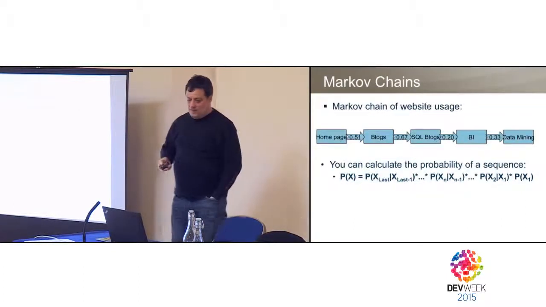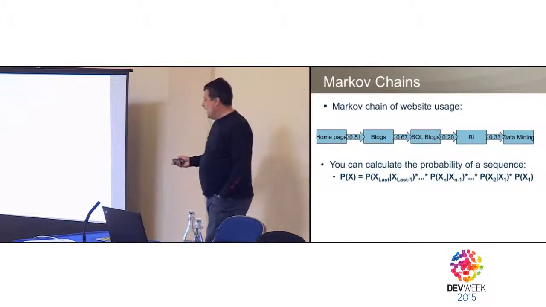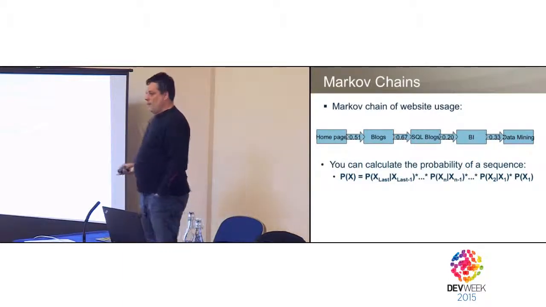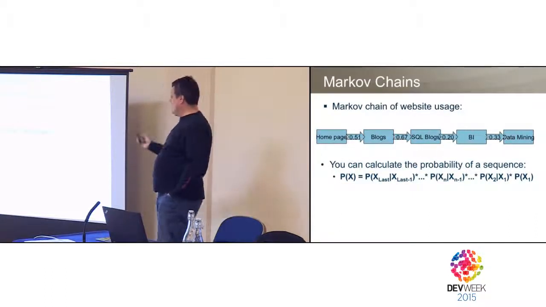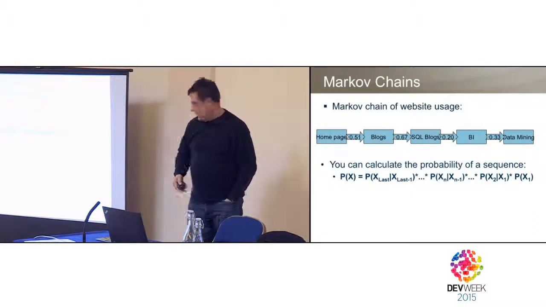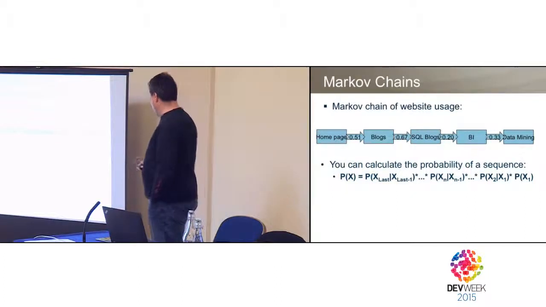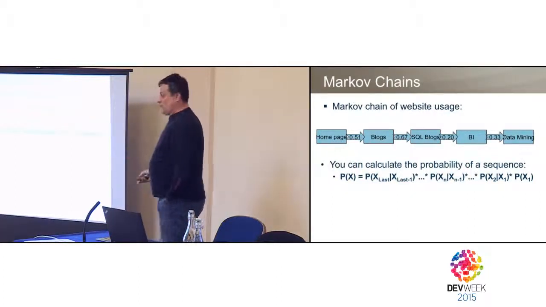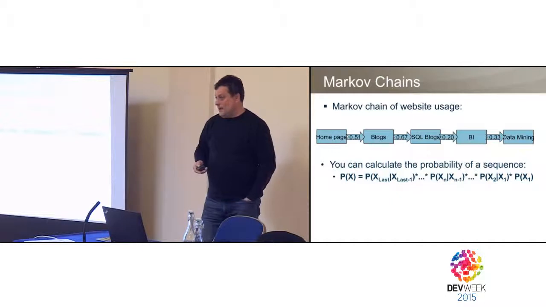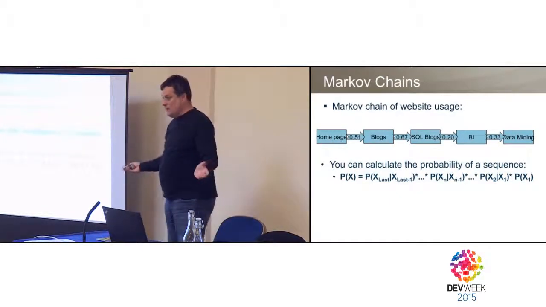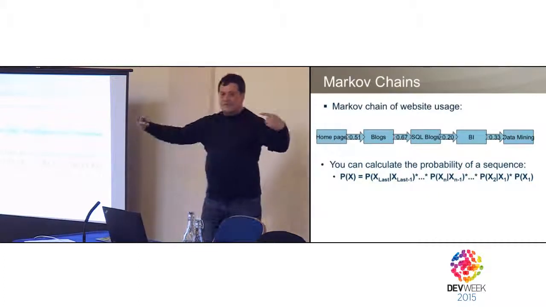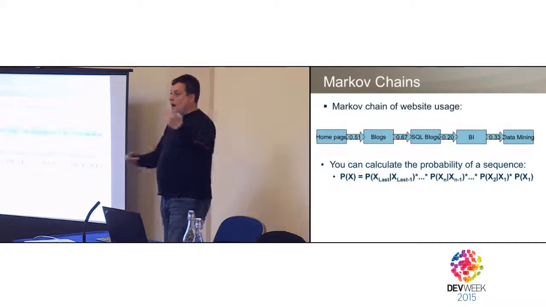So let's say website usage. From the home page of your company, in more than 50% of cases, people go to blogs. And then when they go to blogs, they go to SQL blogs. And from SQL blogs, they go to BI. And one third of those who read BI blogs go to data mining. Now I can calculate the probability of the complete sequence. And the sequences with the highest probability are my models.